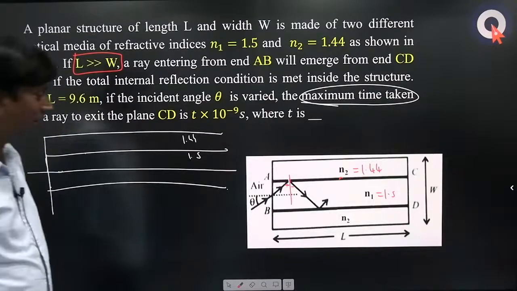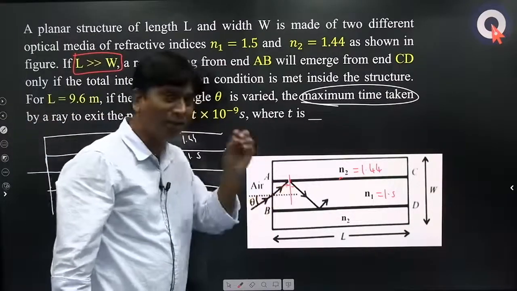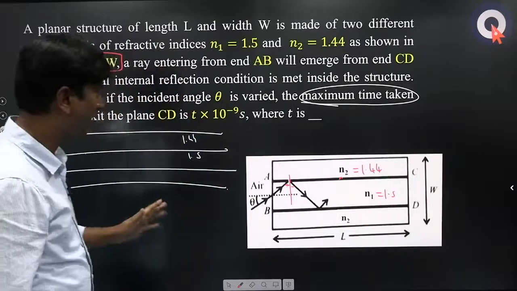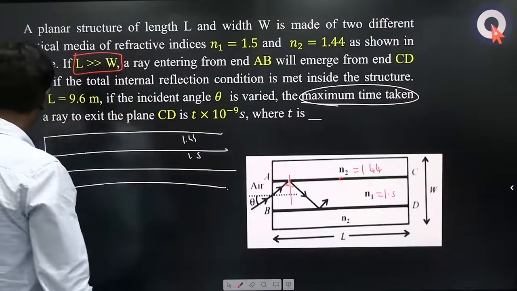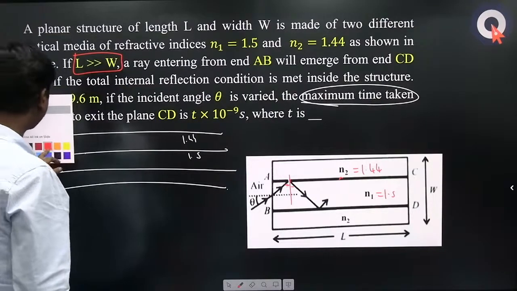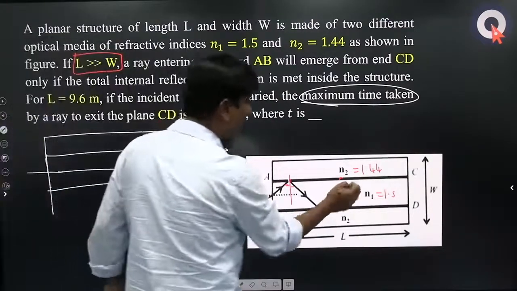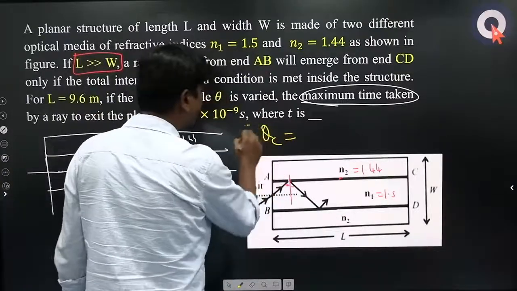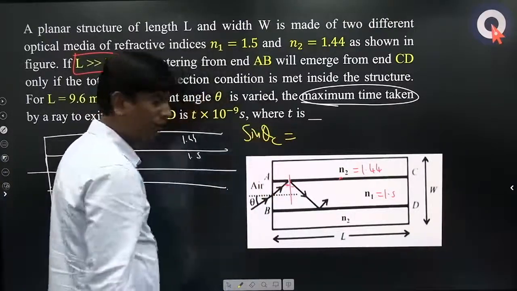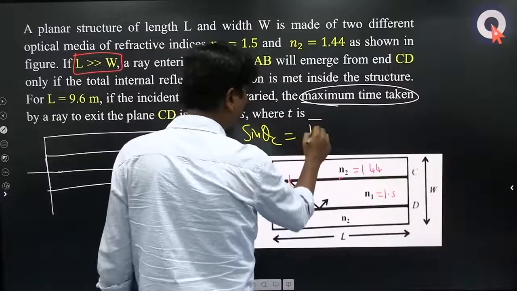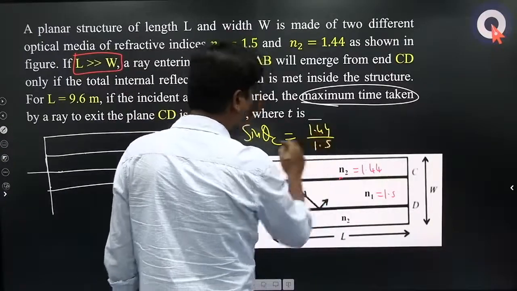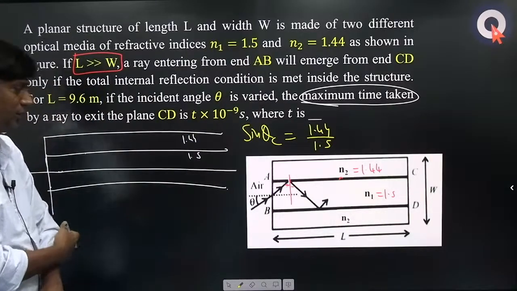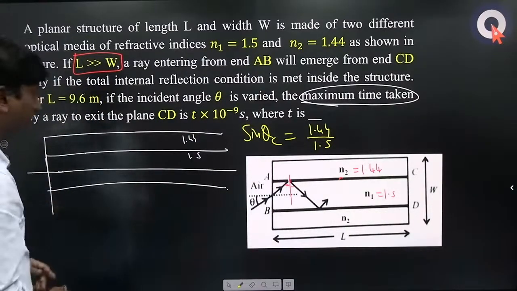So that is the reason we are taking this angle is almost equal to the critical angle, even slightly greater than. Okay, so more or less it is a critical angle only. So first let us find what is the critical angle between this medium and this medium. So what is the critical angle there? Theta c, sine of theta c is equal to refractive index of rarer by denser, 1.44 by 1.5. Critical angle, right?